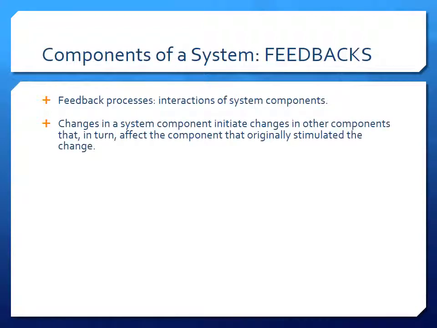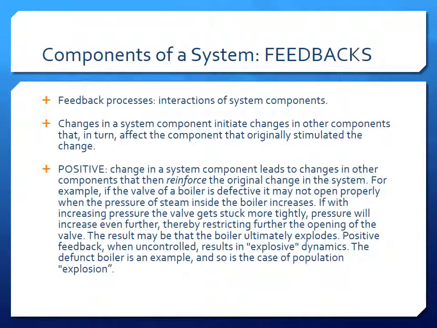The next component of the system are feedbacks, and feedbacks are essentially interactions of system components. One component of a system will interact with another, and that generates a feedback. The changes in a system component initiate changes in the other components that in turn affect that component that originally stimulated the change. So that's how the feedback works. One component changes, it exerts this change or diffuses its change among the other components. These other components, while changing, affect the original changed component back. And that's how the feedback is generated.